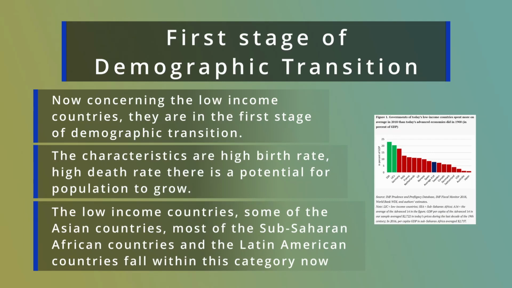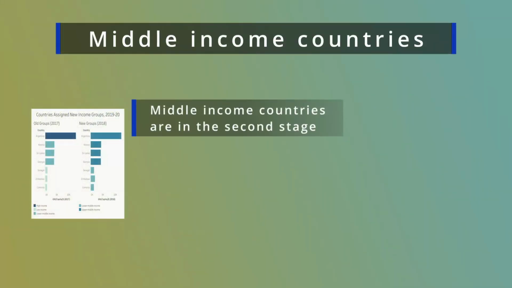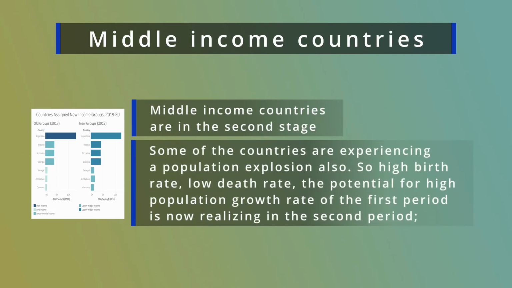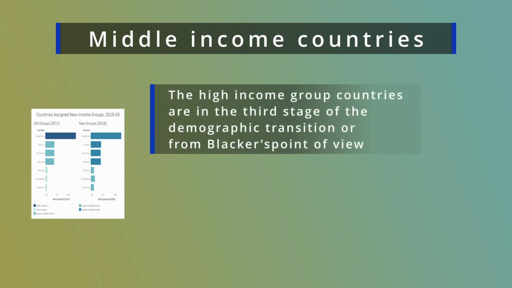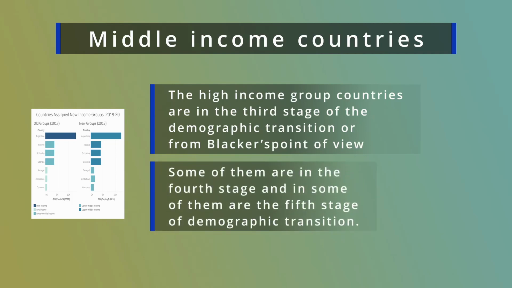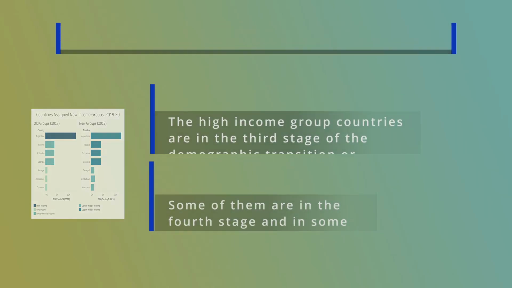Some of the Asian countries, most of the sub-Saharan African countries and the Latin American countries fall within this category. Now, what about the middle income countries? They are in the second stage. Some of the countries are experiencing a population explosion also. So, high birth rate, low death rate, the potential for high population growth rate of the first period is now realizing in the second period. And the third group of countries, the high income group countries, are in the third stage of the demographic transition, or from Blaker's point of view, some of them are in the fourth stage and some of them are in the fifth stage of demographic transition.